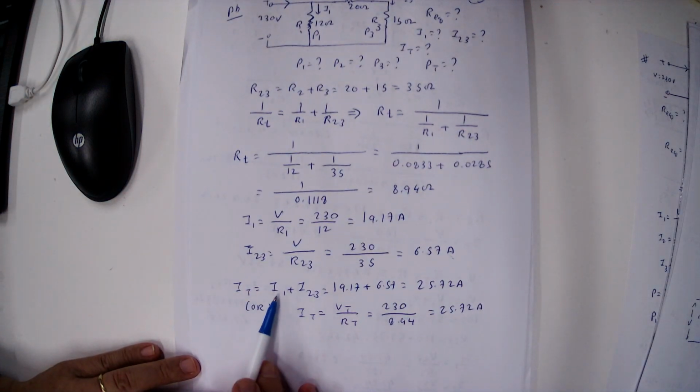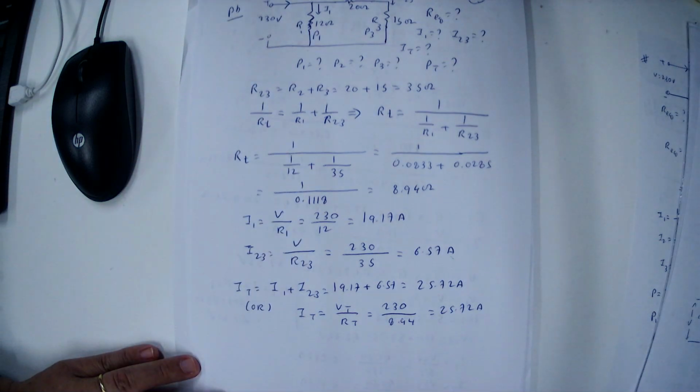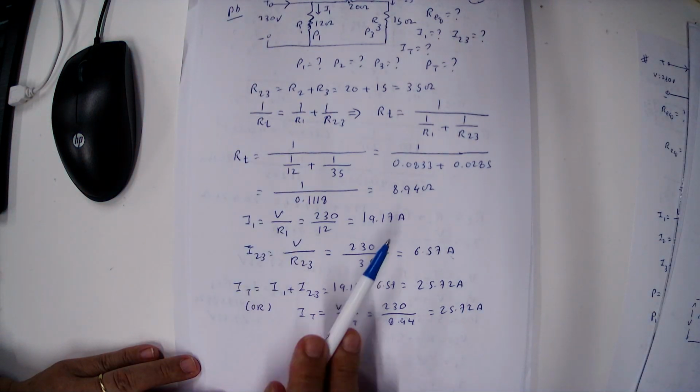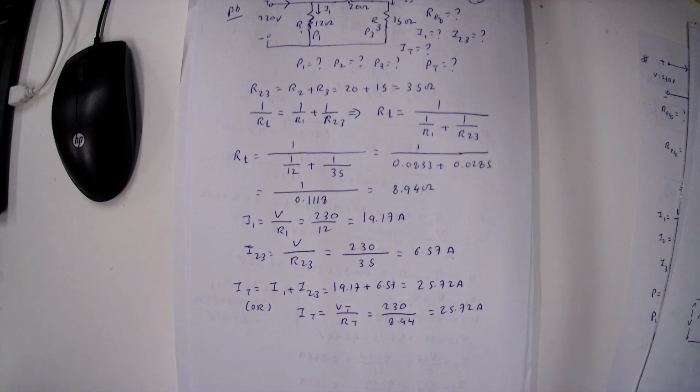Because we already know the I1 and I23, by adding the I1 and I23, I total can be calculated. This is the first method. Second method is we know the voltage is 230 volt. Total resistance we also already know, 8.94. So the voltage total divided by total resistance, 230 by 8.94, we got 25.72. So both are the correct answers. This is the way we calculate.